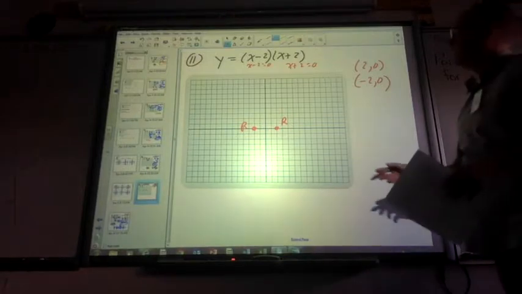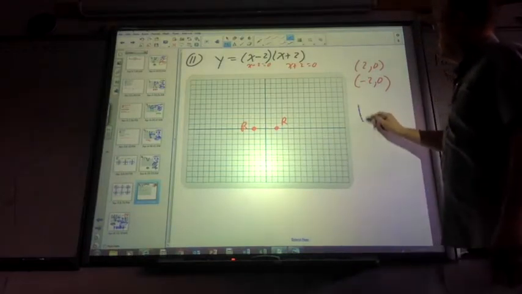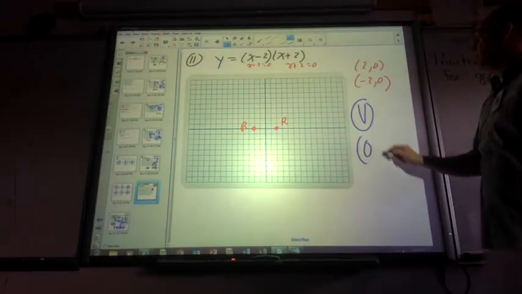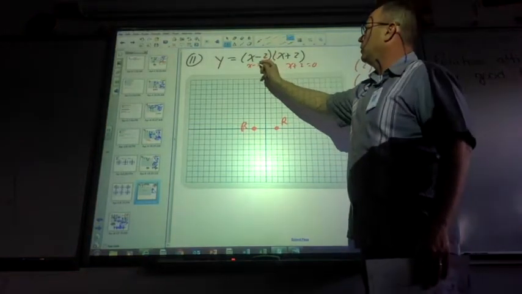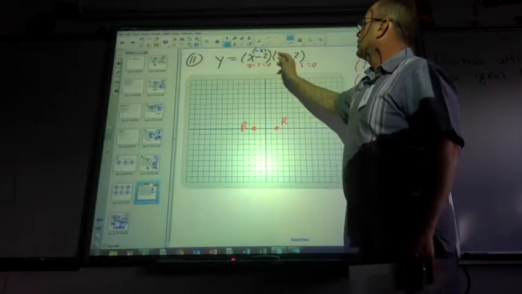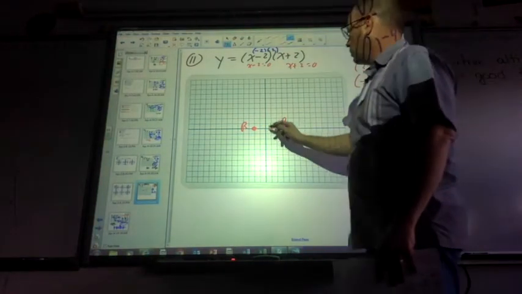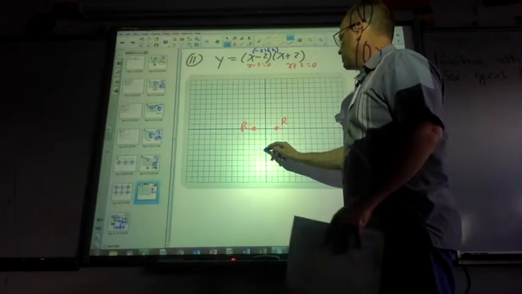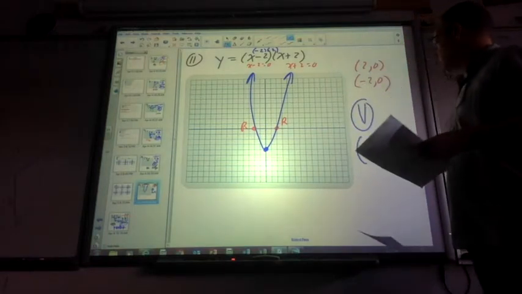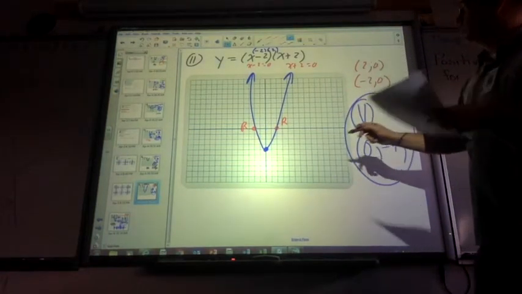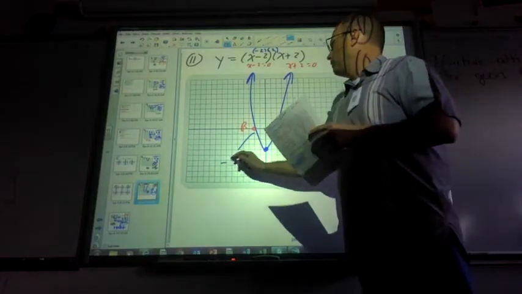How would I find the vertex? Well, the vertex and the axis of symmetry are halfway in between those two. So that means my vertex is going to fall at 0 comma something. So if I plug 0 in, I get 0 minus 2, which is negative 2, and 0 plus 2, which is 2. So that's 0, negative 4. So there's your parabola. What's your vertex? That's my vertex. What are your roots? 2 comma 0, negative 2 comma 0.